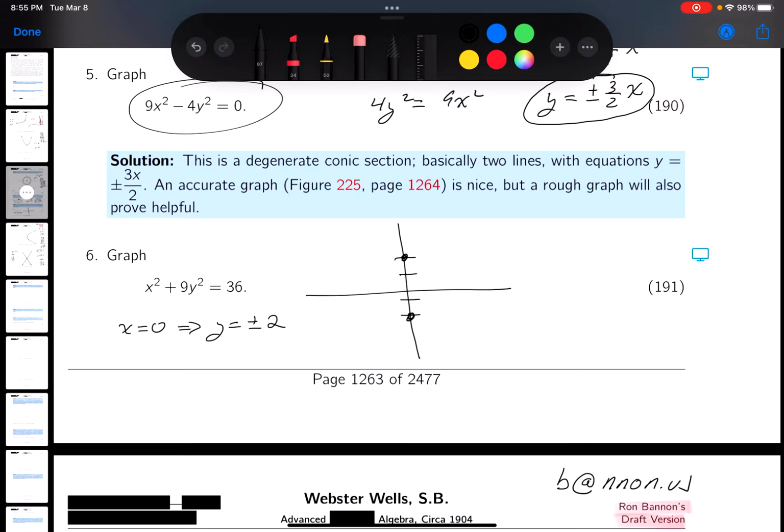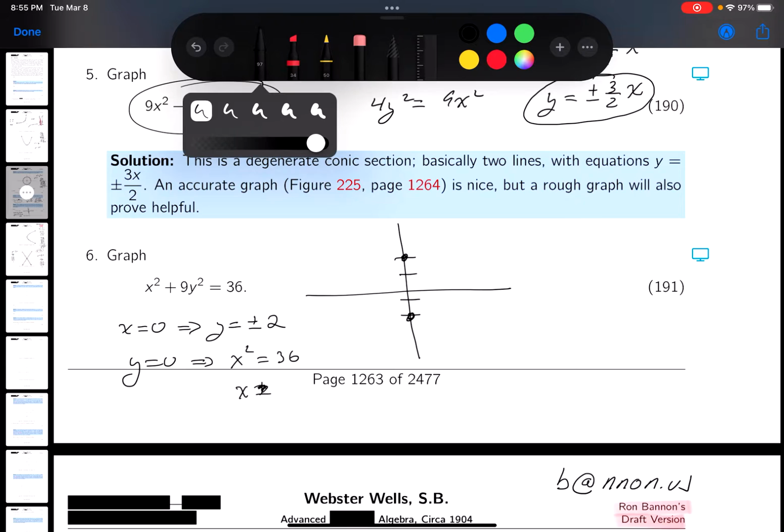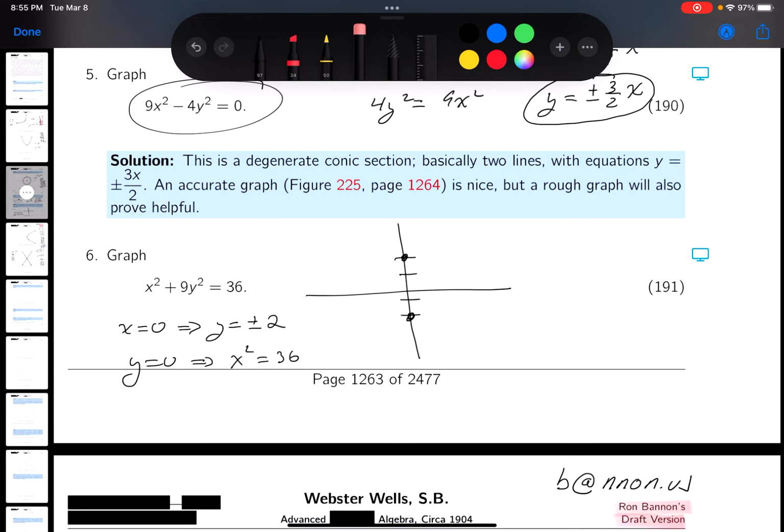Okay, what else would I pick? I would pick another really simple point. I'd pick y equals 0. And what would this give me? X squared equals 36. What does that mean? Well, that's pretty simple. X would be plus or minus 6. Whoops. I didn't put an equal sign down, did I? Let's do that. 1, 2, 3, 4, 5, 6.